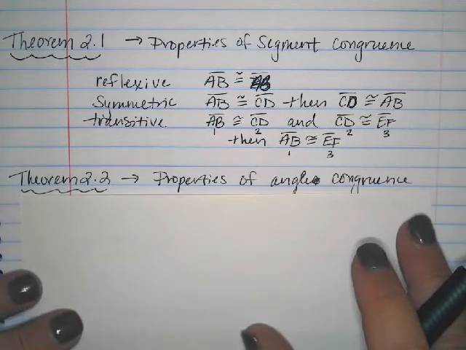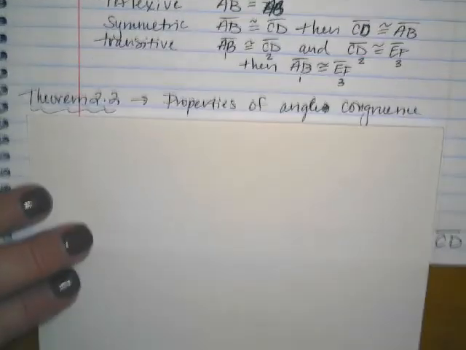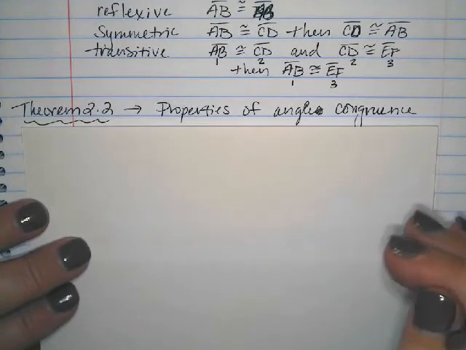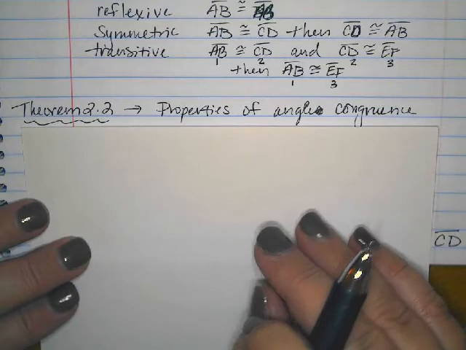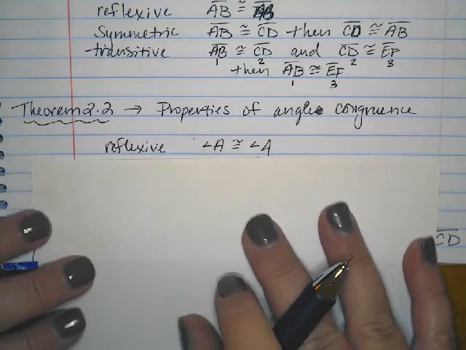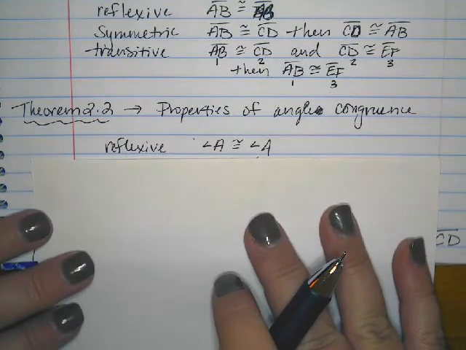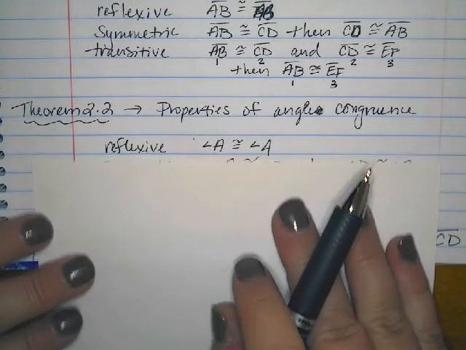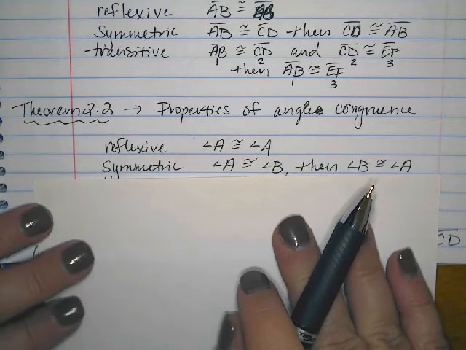The next theorem today is theorem 2.2, and it's talking about properties of angle congruence. So this time we're talking about angles, last time was segments, but you're going to notice it's almost the exact same thing. It's just talking about angles. Reflexive, of course, is matching exactly on both sides. Symmetric is flipping them around.